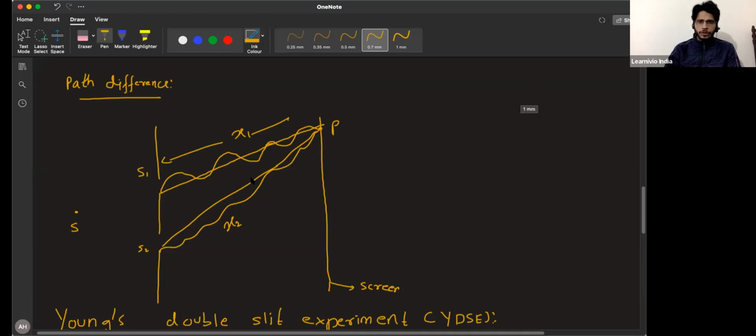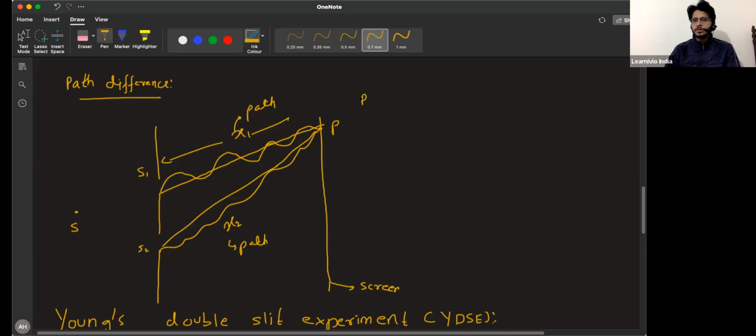Very good, Sania. So this x2 is greater than x1. This is the path covered by the first wave. And this is also the path which is covered by the second. So as you said, the second wave covered a greater path as compared to the first wave.